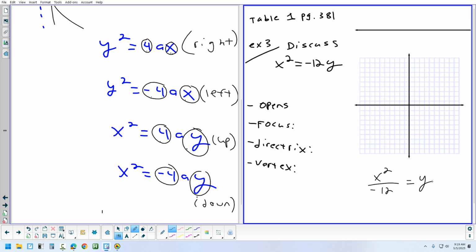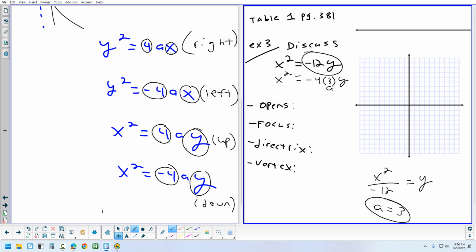X squared equals something. But let's fix it so the right-hand side looks more like one of the formats I just wrote down. How can I rewrite this right-hand side? Yep. Negative 4 times 3 times y. And we do that because now we know a. Again, think of a as a distance. It's the distance between the vertex and the focus. So a in this case is 3.